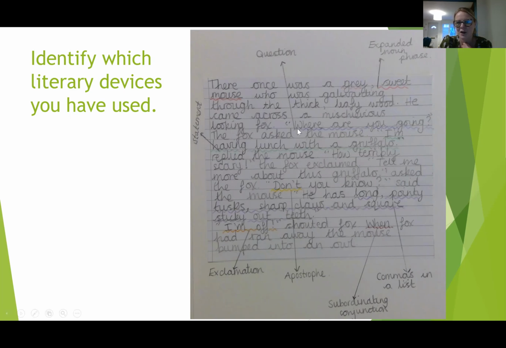You can see here, "Where are you going?" Underlined that in blue and drawn an arrow to show that is a question. This is asking someone something and it ends in a question mark. Let's have a look at, oh look here, underlined in yellow, the word don't. Drawn an arrow from there and written that that's where I've used an apostrophe because I can see I've shortened the words do and not to the word don't.